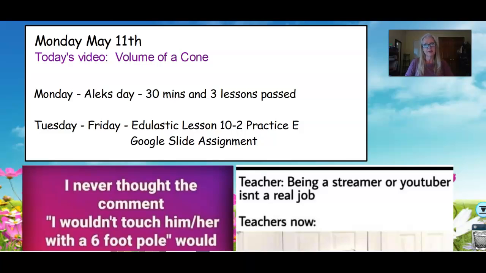It's Monday, May 11th. Today, you're going to be doing your ALEKS lessons. You need to get 30 minutes on ALEKS and pass 3 lessons. I'm also going to be showing you some examples on how to find the volume of a cone. I'm also going to introduce you to the Google slide assignment. We started that last week, and I just kind of want to go over that with you briefly. Some kids had some questions on how to do that, and it's new to me too, so bear with me.